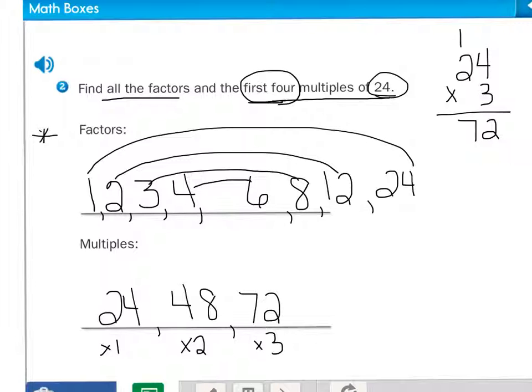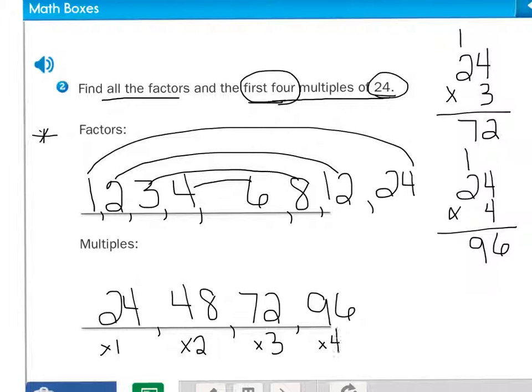That's my next multiple. And I still need one more because I wanted the first 4. So now I'm going to do 24 times 4. So 4 times 4 is 16. Carry the 1. 6 goes down here. 4 times 2 is 8, plus 1 is 9. So my next multiple is 96, and that's going to be that times 4.